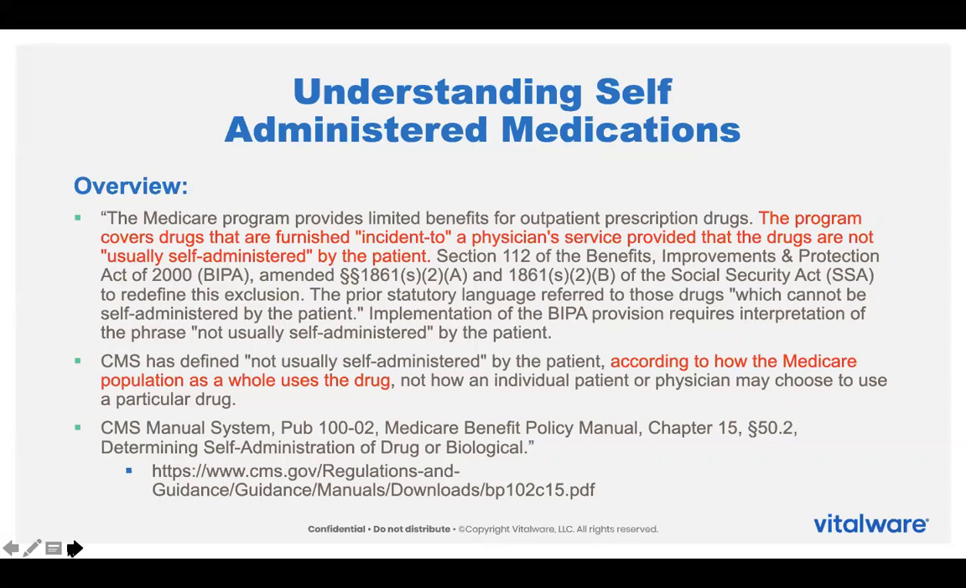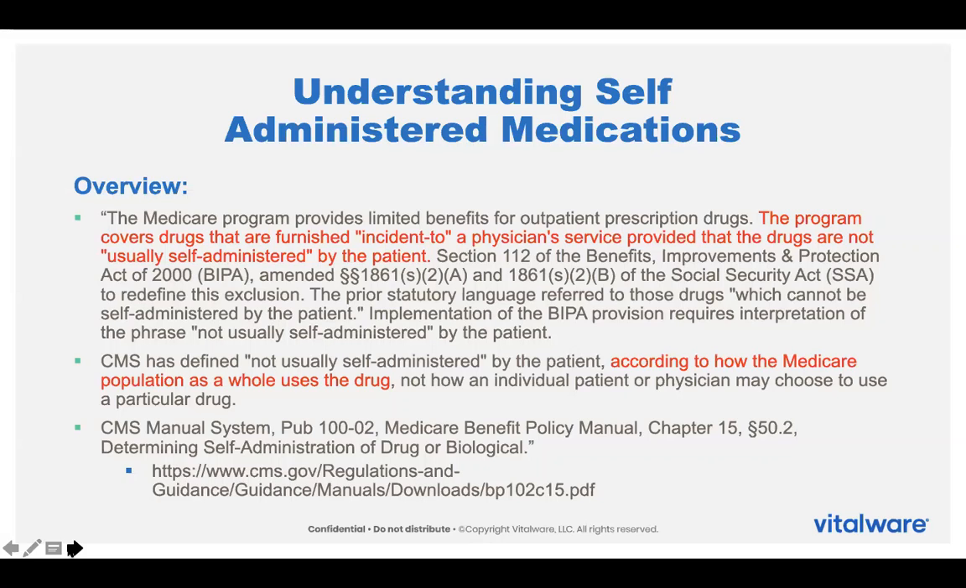The point is that there are several requirements for a medication to be covered under Part B Medicare, and Part B Medicare covers very few medications. That's why you have your Part D. The program only covers drugs furnished incident to a physician service, provided the drugs are not self-administered. So that means if it's self-administered, it's going to be excluded from Part B coverage and a liability for the patient.